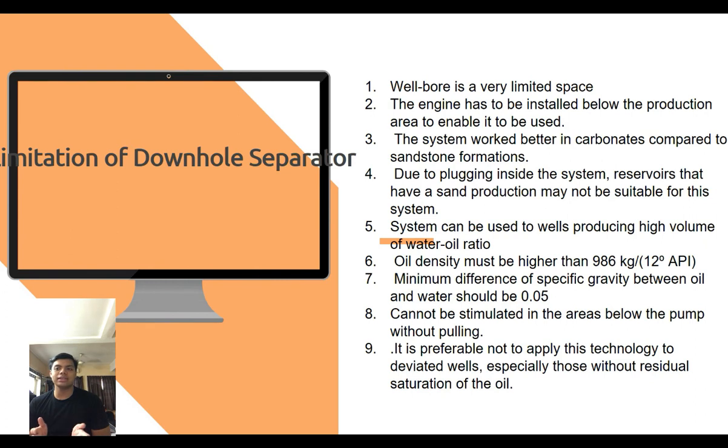Sixth, oil density must be higher than 986 kg per cubic meter, or 12 degree API. Seventh, the minimum difference of specific gravity between oil and water should be 0.05. Eighth, it cannot be stimulated in the areas below the pump without pulling. Ninth, and the last one, it is preferable not to apply this technology to deviated wells, especially those without residual saturation of oil.